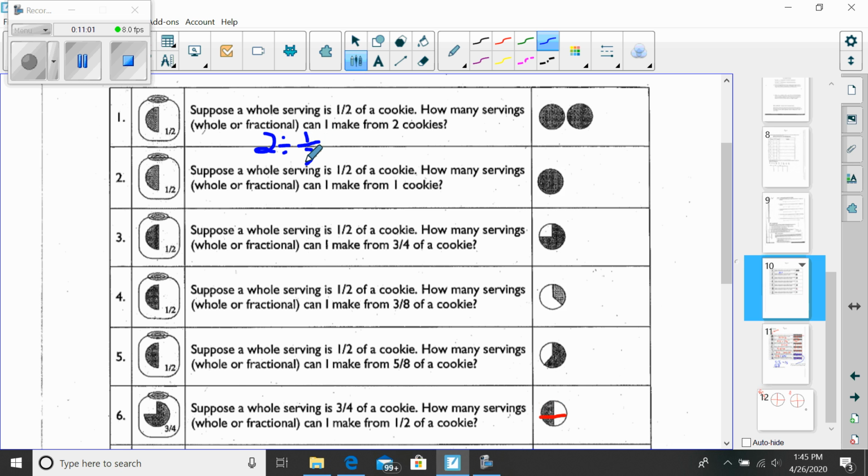All right, so measure off a half, measure off a half, all right, and I get 4. Okay, a serving is a half a cookie. How many servings do I get from 1 cookie?